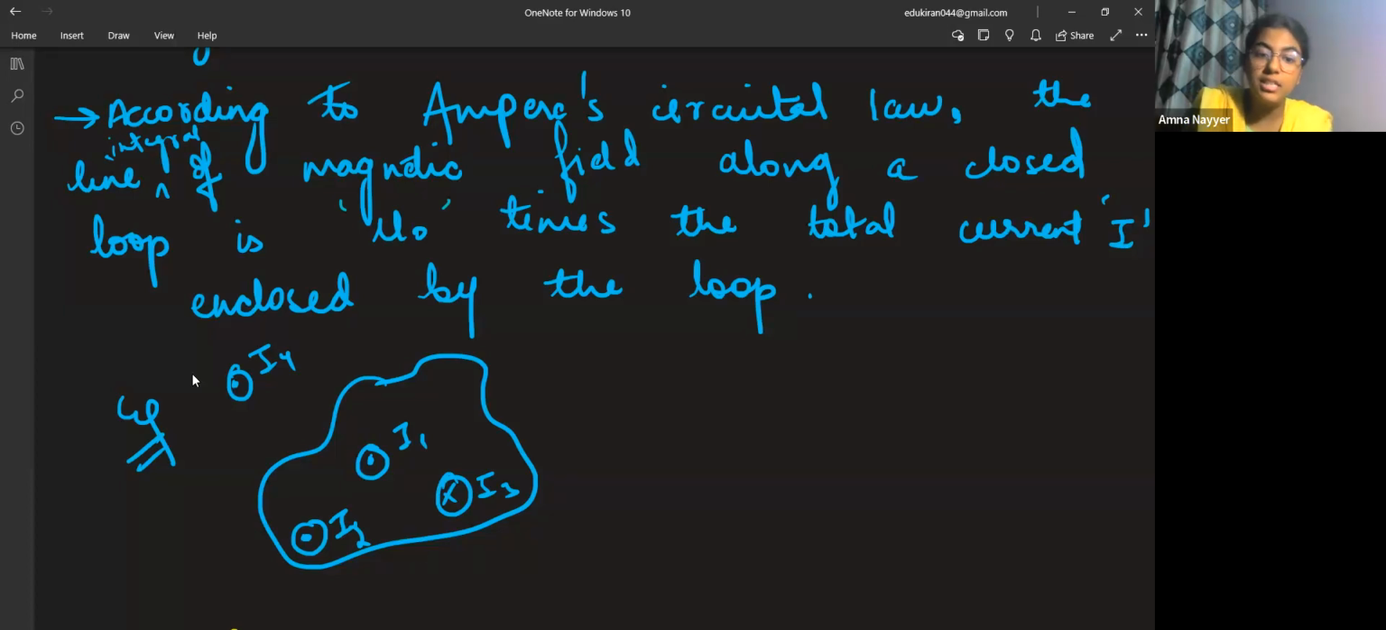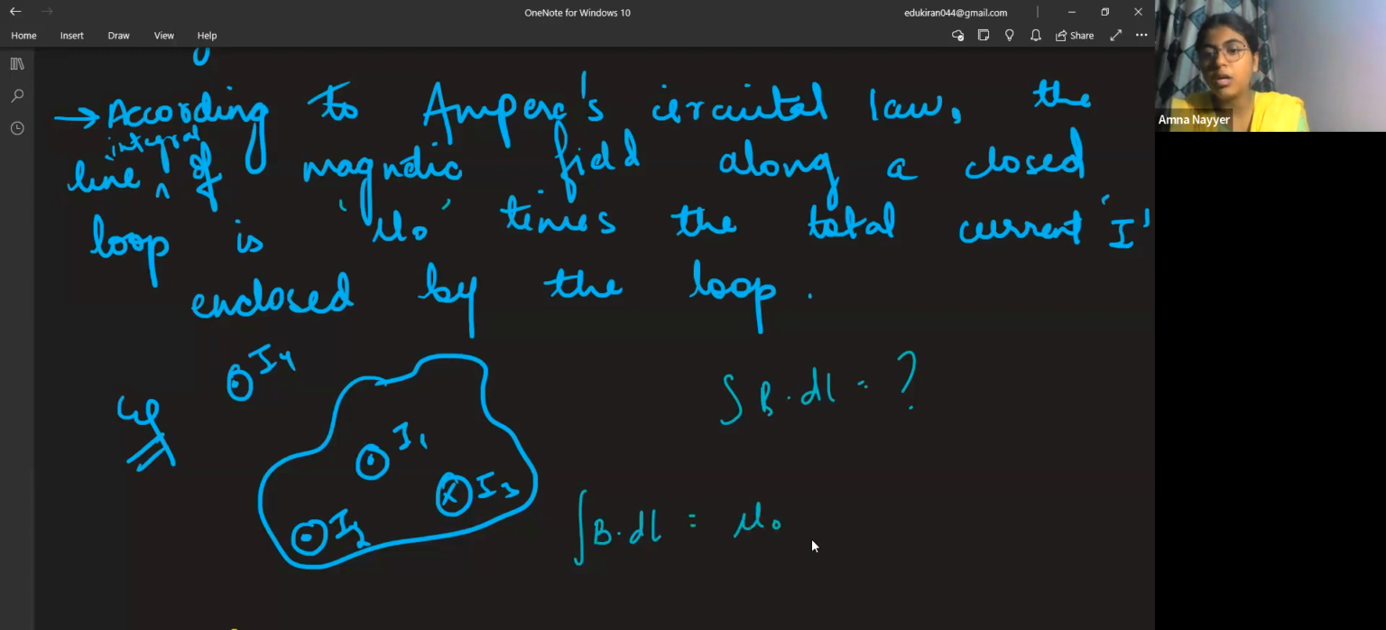So this means if this is what is given to you and you want to find out what is B, then the integral of B dot dl will be equal to mu naught times I enclosed. Now what is the I enclosed? I1 and I2 are moving in the same direction, outwards. This is going inwards. So I1 plus I2 minus I3. This is also going outward, so this should also be plus I4. But since this is out of our Amperian loop, we will not be considering it.